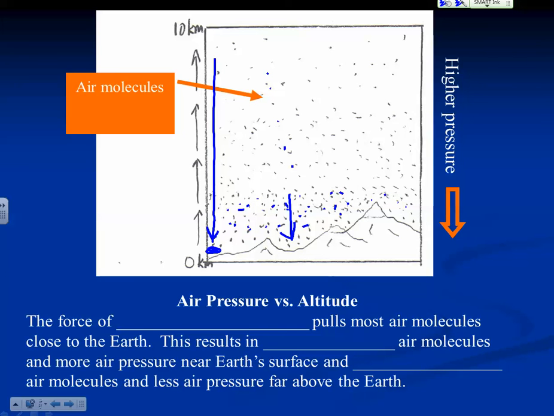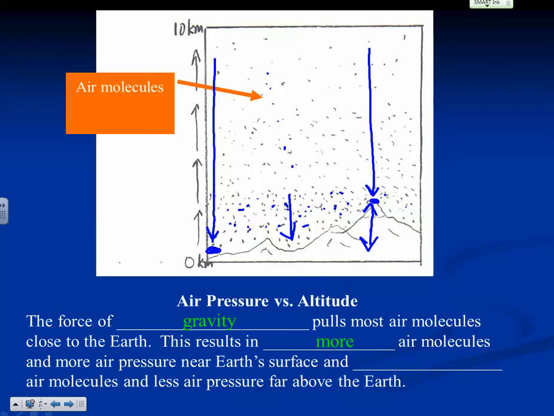But if you're on top of this mountain, there's less air pressure because there's less air above you at that point because you're higher up by whatever that elevation is right there. And that's why as you go up and down mountains or even big hills in cars, you can feel your ears pop. It's just the pressure equalizing. So the force of gravity pulls most air molecules close to the Earth. This results in more air molecules and more air pressure near Earth's surface and less air molecules and less air pressure far above Earth. Okay, that's an easy one to understand.